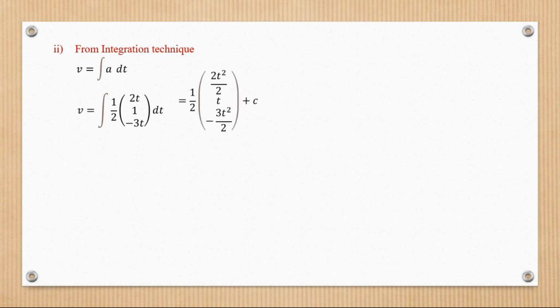So now when I integrate this, 2t will give me 2t squared over 2. This 1 will become t, and then negative 3t will become negative 3t squared over 2 plus c. So now this is what I end up having. Negative 3t squared over 2 is the same as negative 1.5t squared. Then this 2 and this 2 cancel and I'll be left with t squared plus c.